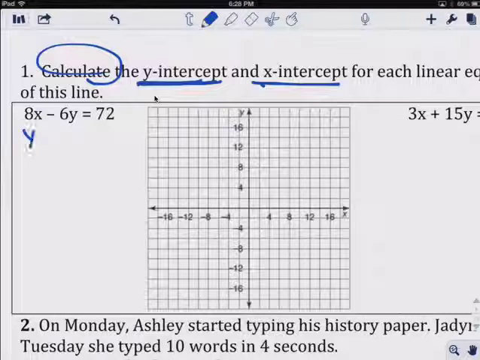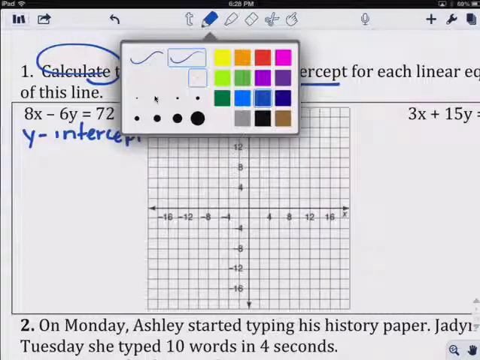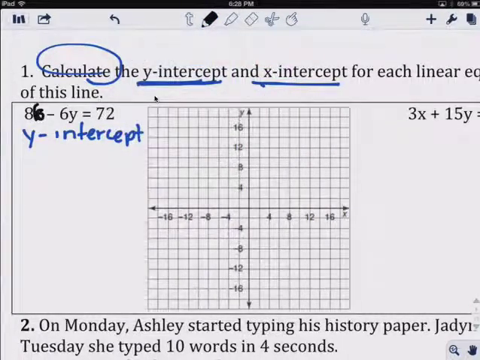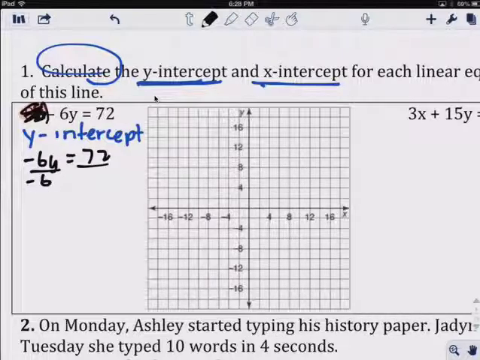Okay, let's start with the y-intercept. Y-intercept, you'll remember this, is making x equal to 0. And if we make x equal to 0, this does not exist at all. So we only get negative 6y equals 72. Divide by negative 6. Y equals negative 12. So negative 12 right there.